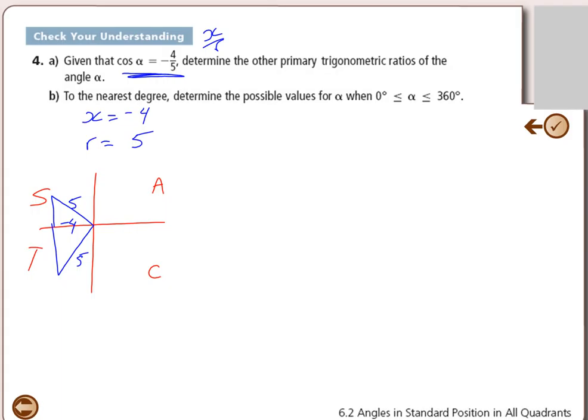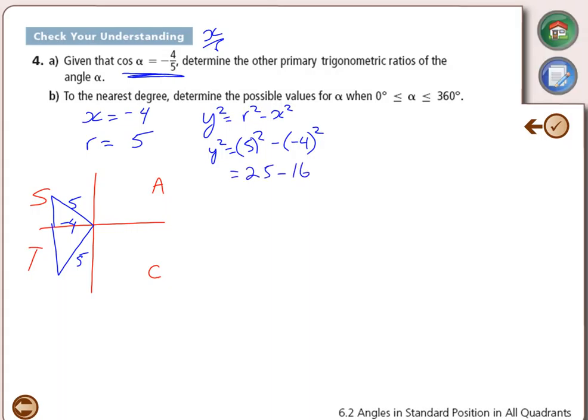We need to find our y value so we can find the rest of the ratios, same as we've always done. Y squared equals r squared minus x squared. So y squared equals 5 squared minus, in brackets, negative 4 squared. Should bracket that one as well. 25 minus 16. Y squared is equal to 9, so therefore y is equal to 3. And it could be plus or minus when we take the square root. Because we've got a plus 3 going up, we've got a minus 3 going down. We've got two places there.